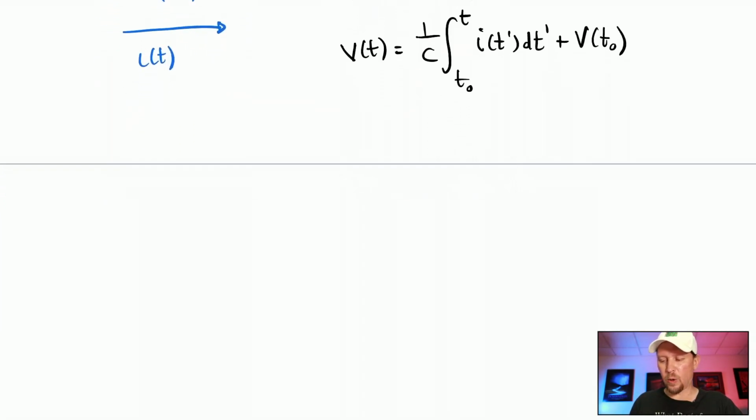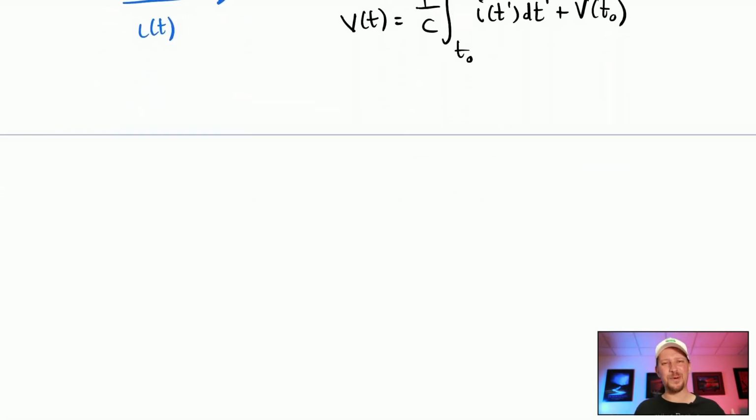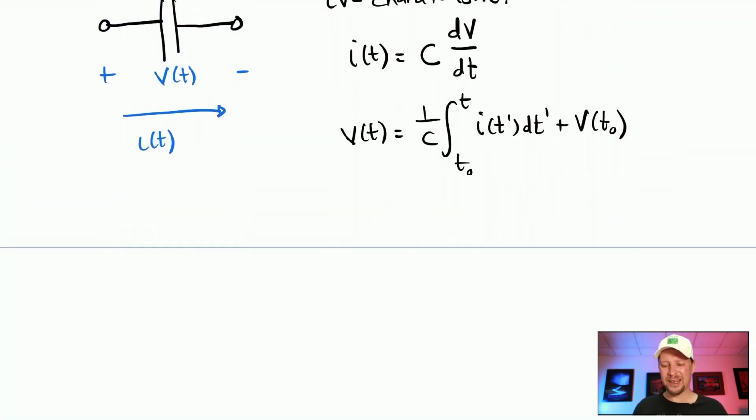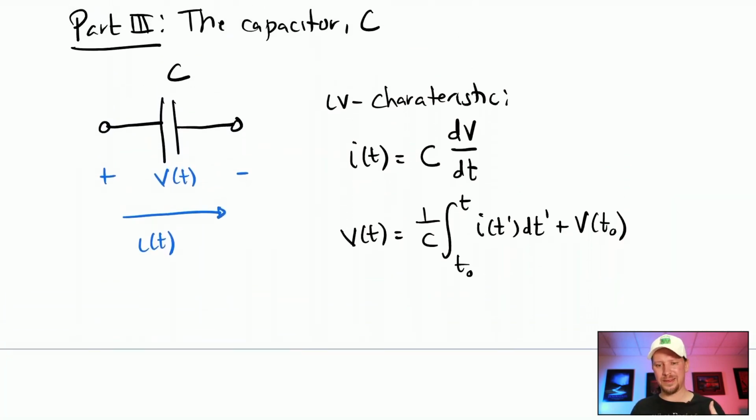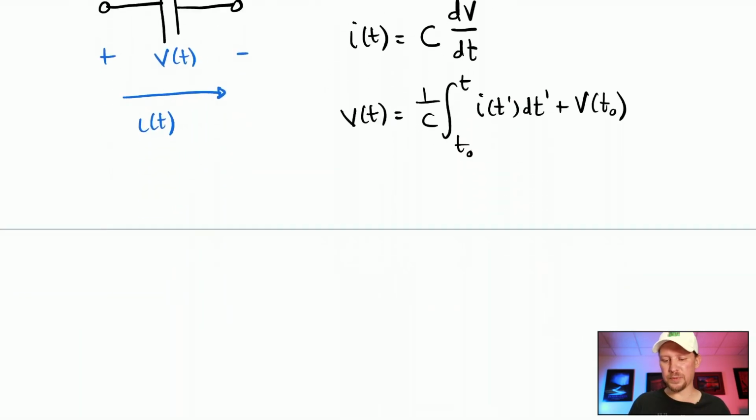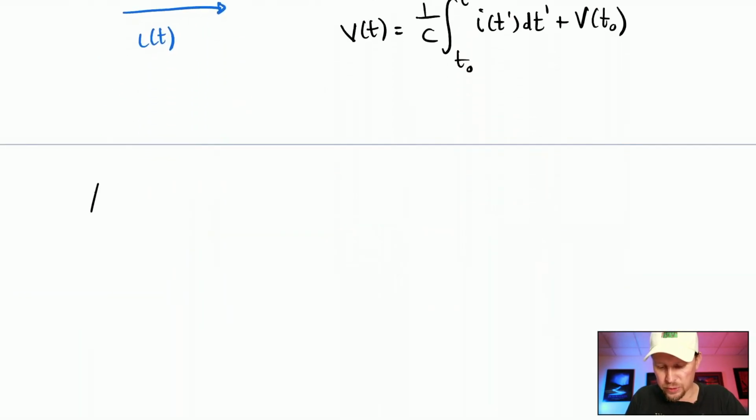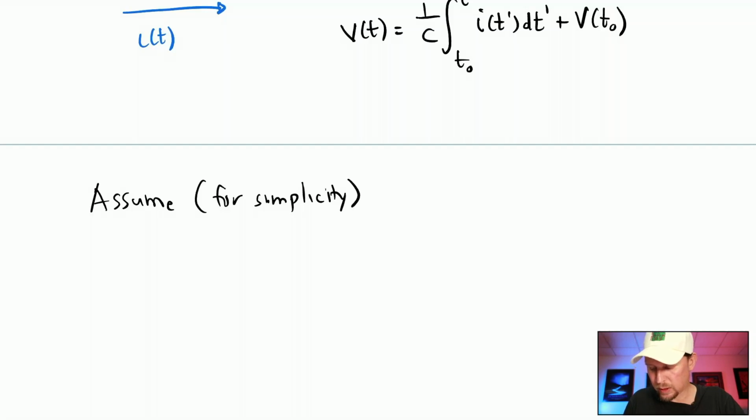Right? Now, one thing that we've talked about for both the resistor and the inductor is that this is in full generality, right? But we want to take a specific look at the sinusoidal response. So here we're actually going to assume, for simplicity, that the voltage across the capacitor is sinusoidal.